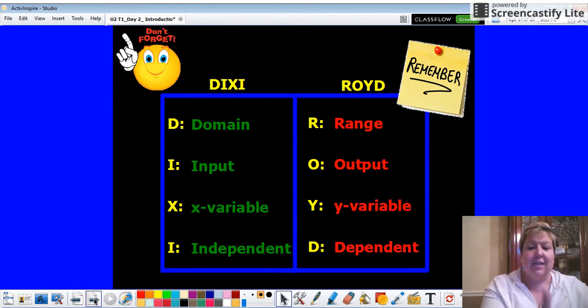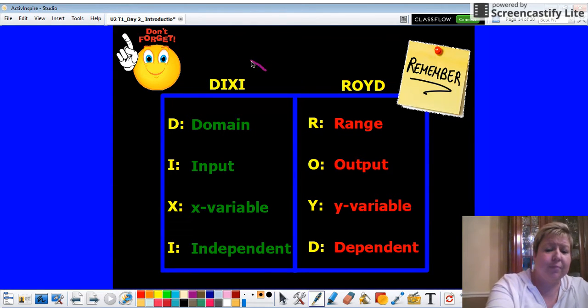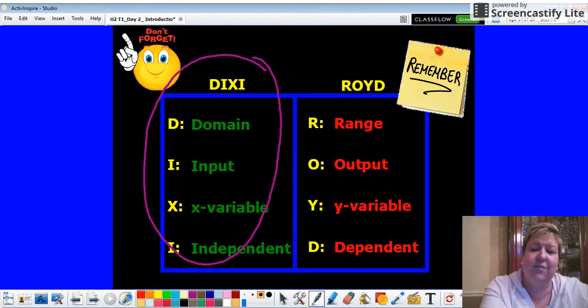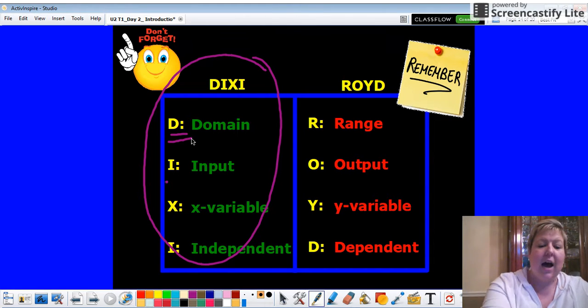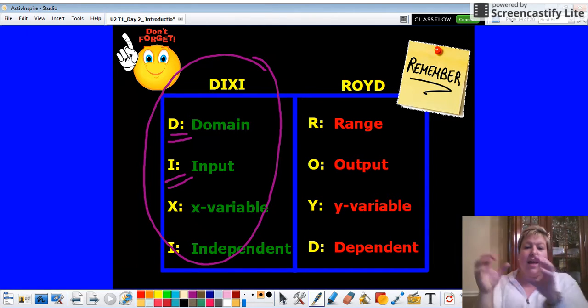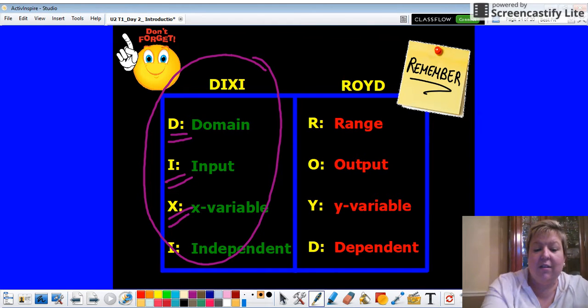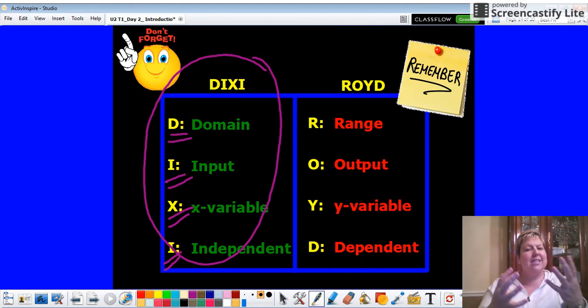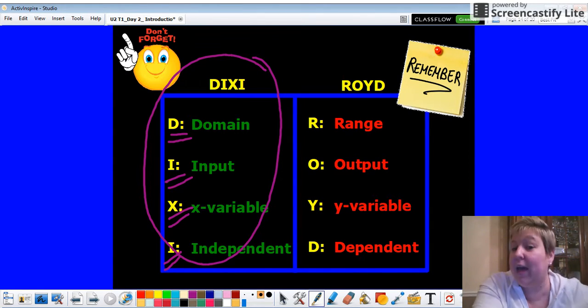The DIXIE, the left side of the table that you're looking at, stands for everything having to do with our X value. D stands for the domain. The domain is all of our X terms. I stands for the input. That X value is what we're putting into the function. The X also stands for the X variable. And finally, the last I in DIXIE stands for independent. So these are all synonyms, kind of, for what we know X to represent.